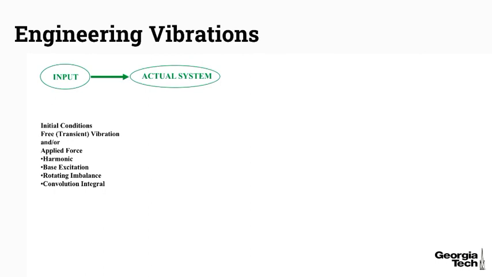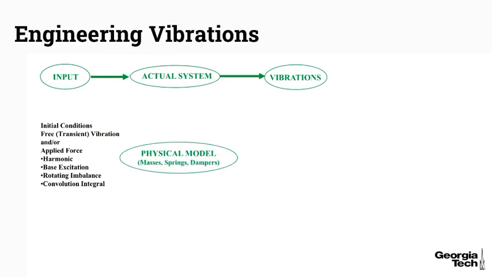So taking that input, we apply it to the actual system, and we get some vibrations as a result. So we want to come up with a physical model of that system, and we'll use these 3 elements that I'm talking about in this module and the next few modules: springs, masses, and dampers. We're going to model the whole world with springs, masses, and dampers.